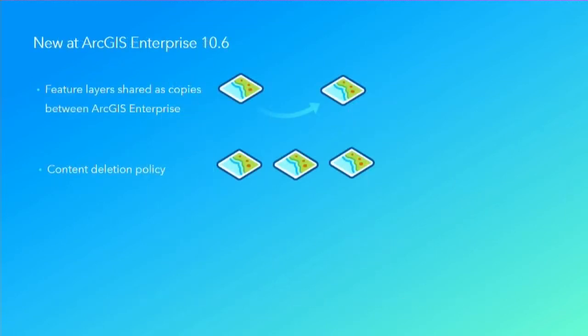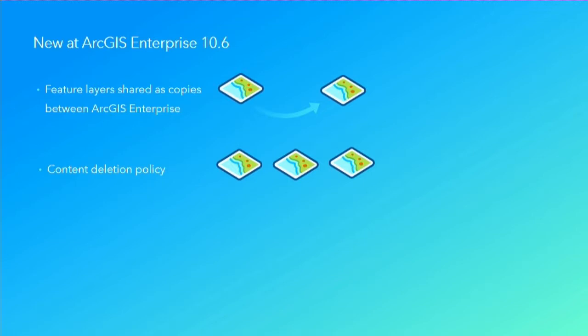Now at 10.6, we've introduced the capability to share feature layers as copies. So instead of referencing that source layer, instead of having to authenticate against that portal that contains that source layer, we actually have the ability to create a new hosted feature layer, a copy of that data in the recipient's portal. So edits to that layer will be synced back with that copy. So if I own the source layer and I'm providing that as a copy to Philip, any edits that I'm making can be synced back between an hour and once a day.